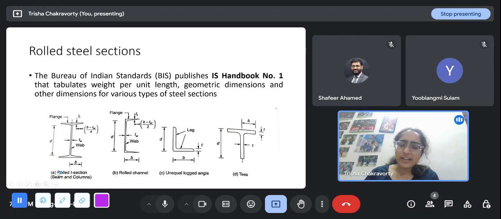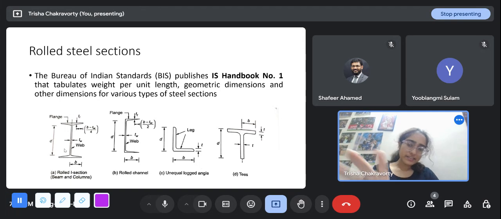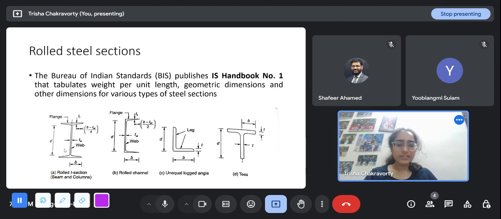Against each section, the depth, the width and thickness of the flange, the depth of the web and so on can vary according to the section. And against each section, this handbook has tables that include weight per unit length, geometric dimensions, and other properties like moment of inertia. So this is an I section, a joist, a C section or a channel. This is an angle section. The two legs can be equal or unequal in length, and this is a T section.